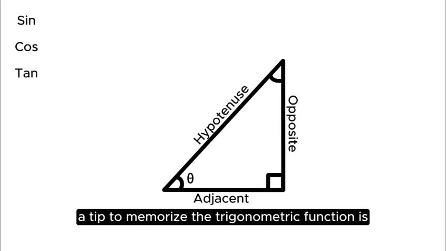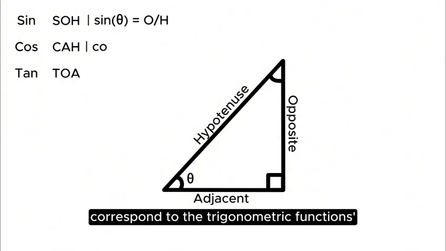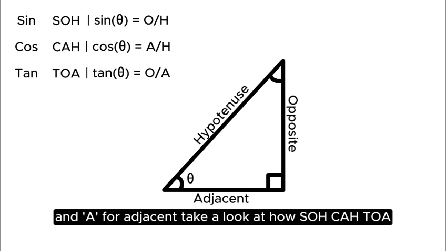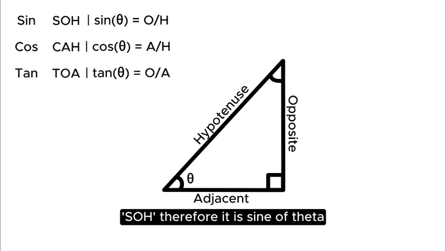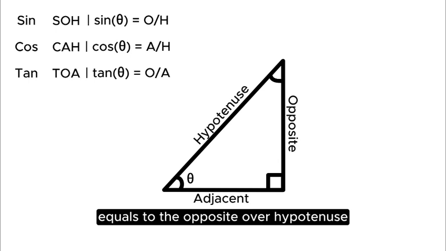A tip to memorize the trigonometric functions is SOHCAHTOA. Why is it important? Well, first, the first letters correspond to the trigonometric function's first letter, and more importantly, look at the second and third letters. We have 3 letters for the 3 sides: O for opposite, H for hypotenuse, and A for adjacent. Take a look at how SOHCAHTOA links with the respective equations. For example, sine, SOH. Therefore, it is sine of theta equals the opposite over hypotenuse.